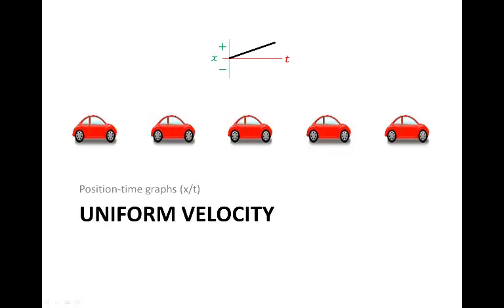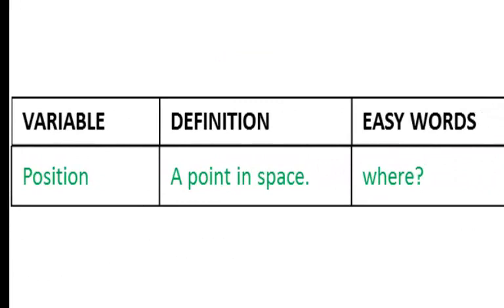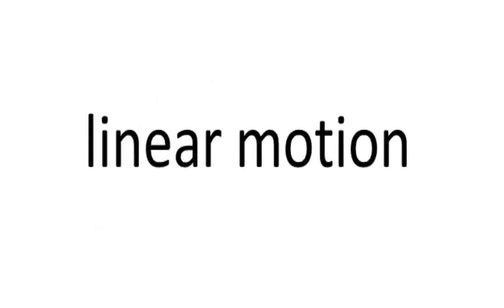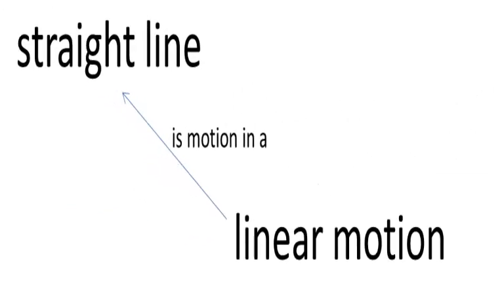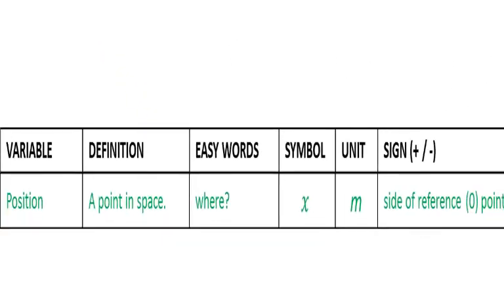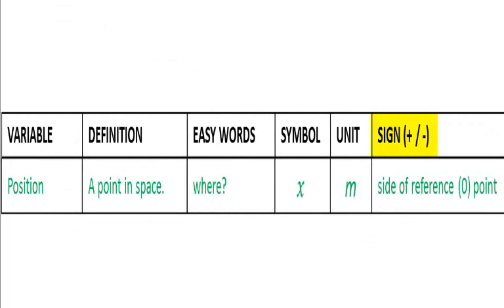Let's look at position time graphs for uniform velocity. Position means a point in space, where something is. When we deal with linear motion, in other words motion on a straight line, then we can use the sign, plus or minus, of position to tell us which side of the reference point the object is.